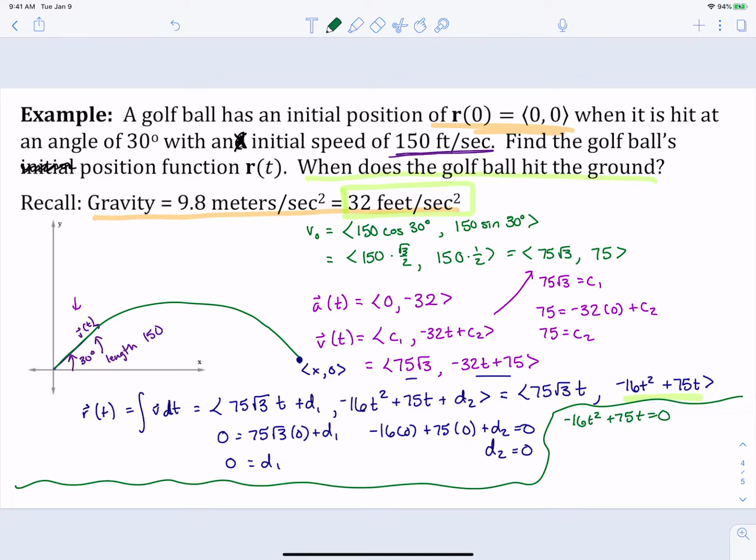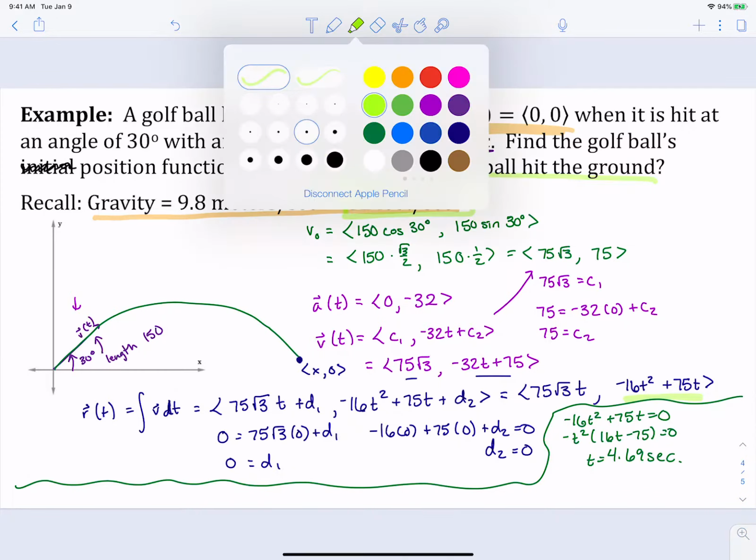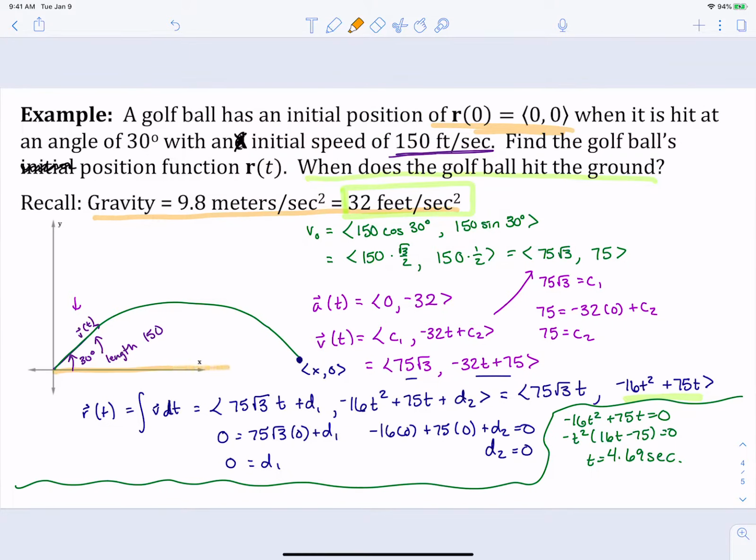Negative 16t squared plus 75t is equal to 0. Setting that equal to 0 and factoring out a t, we get t times negative 16t plus 75 equal to 0. Set that 16t minus 75 equal to 0, and you will get t equal to 4.69 seconds. So that's when it's going to hit the ground, and how far it's going to have gone is what we were thinking about with the x component. That's how far it's gone in that 4.69 seconds.